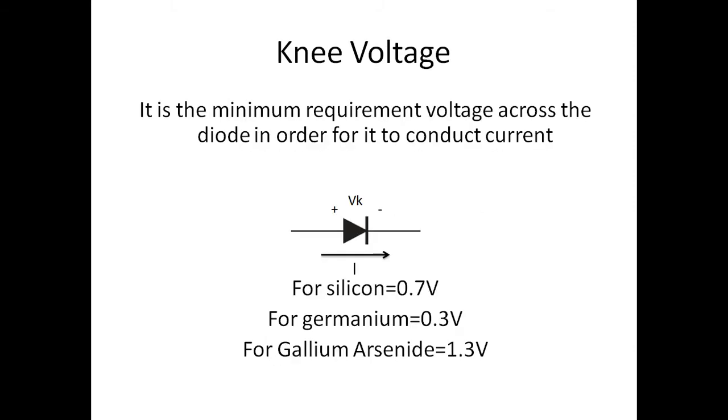So, the other term for the barrier potential or yung 0.7 volt for silicon, ito yung knee voltage. Okay, so either knee voltage, barrier potential, yan yung mga tawag sa 0.7. Okay? So, it is the minimum required voltage across the diode in order for it to conduct current. So, for silicon, 0.7 volt, for germanium, 0.3, and for gallium arsenide, 1.3 volts.